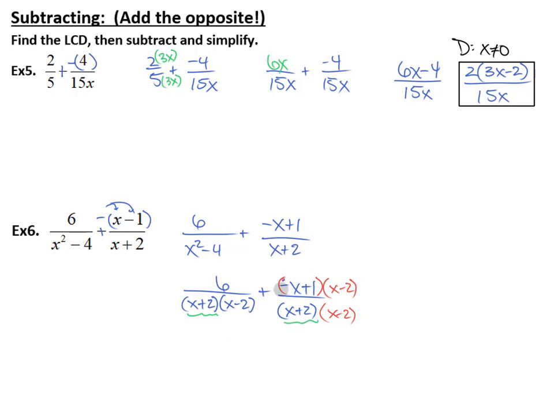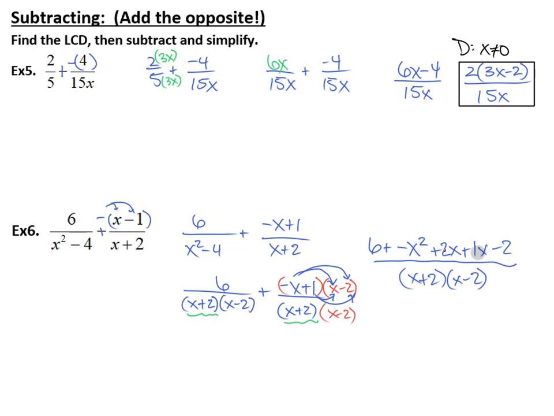Here we are going to need to FOIL or distribute through. So negative x times x is negative x squared. I'm going to go ahead and write my 6 over here as well. So it's from the 6 here. So we have negative x squared. Negative 1x times negative 2 is positive 2x. 1 times x is 1x. And 1 times negative 2 is negative 2. This is all over our common denominator, x plus 2, x minus 2.